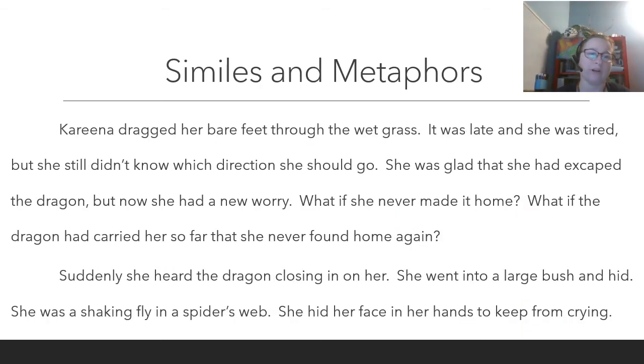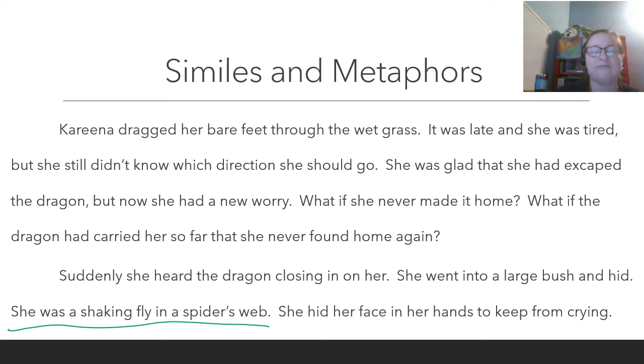Let's look at that other one where Karina is trying to escape the dragon. Karina dragged her bare feet through the wet grass. It was late and she was tired, but she still didn't know which direction she should go. She was glad that she had escaped the dragon, but now she had a new worry. What if she never made it home? What if the dragon had carried her so far that she never found home again? Suddenly, she heard the dragon closing in on her. She went into a large bush and hid. She was a shaking fly in a spider's web. She hid her face in her hands to keep from crying.